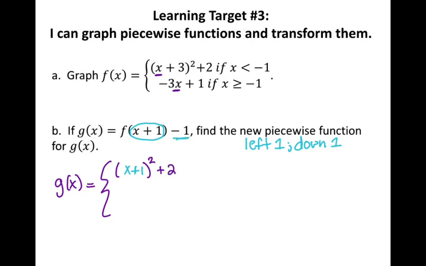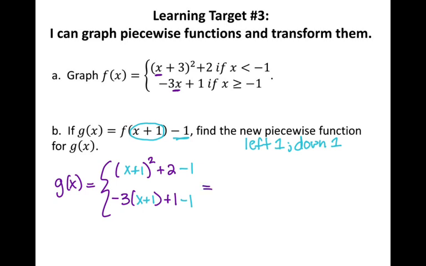And then I still have this -1 on the side, so I'm going to tack it on at the end. I'm going to do the same thing for my other piece of that f function. I'm going to write my -3, but instead of x, I have this new input of x plus 1. Continuing with my f function, it's -3 times x plus 1, so I got my plus 1. But then I'm also tacking on this -1 in the end.